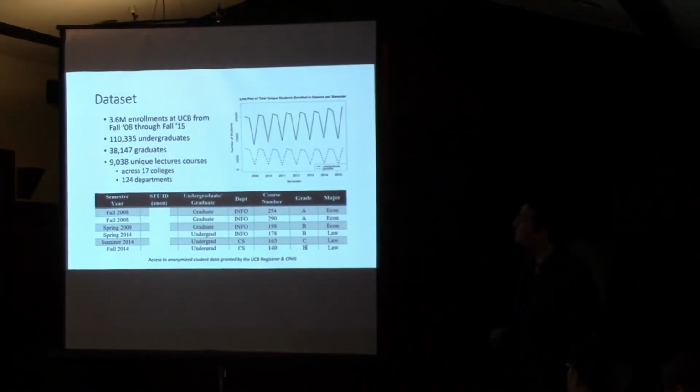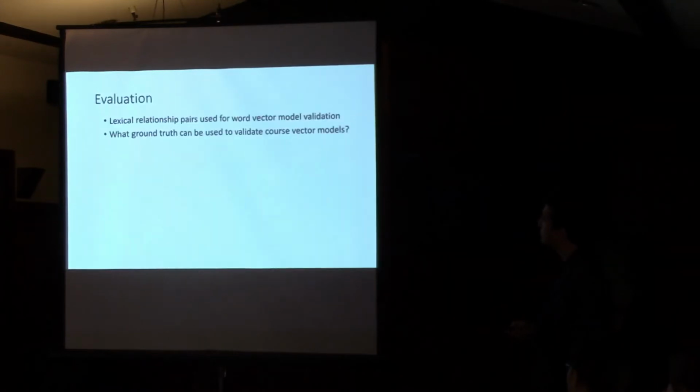Our data set was 3.6 million enrollments at Berkeley between 2008 and 2015. So lexical relationship pairs like plurality were used for word vector model validation, but what ground truth can we use to validate courses in our vector models? So we had to come up with this.